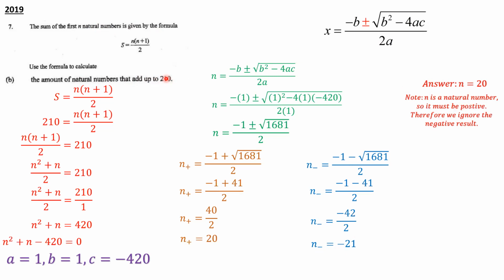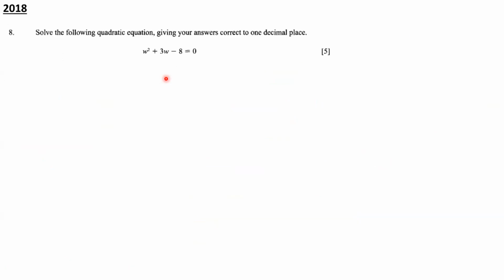So the first 20 natural numbers, if you add them up, 1, 2, 3, 4, 5, 6, 7, 8, 9, 10, 11, 12, 13, 14, 15, 16, 17, 18, 19, 20. If you add them all up, you're going to get 210. All right, let's move on to the next question.